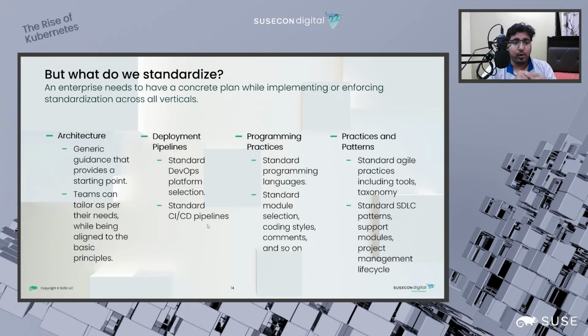Finally, which is the most important, practices and patterns. We need to provide a standard practice and pattern set. For example, we need to provide standard tools, standard taxonomy, standard SDLC patterns, and a good project management lifecycle. So all of this is stuff that we can standardize across the lifecycle.